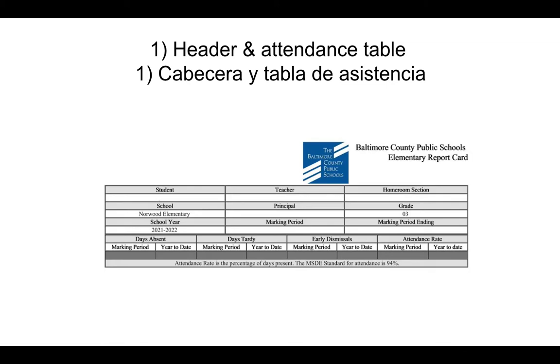But then it also has a running tally for the days absent in that marking period, as well as year to date, as well as days tardy, the early dismissals, and the attendance rate as a percentage, which will likely include unexcused and excused absences. So if your records aren't lining up with what you see, that may explain why, but you can always contact the teacher for some clarity, and you can also talk to the front office too.